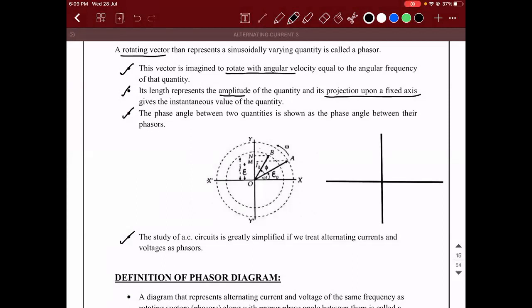So the first important point to be noted when you're drawing the phasor diagram is that the x-axis is taken along x, and the y-axis is taken along y. As simple as that. Okay. Next.